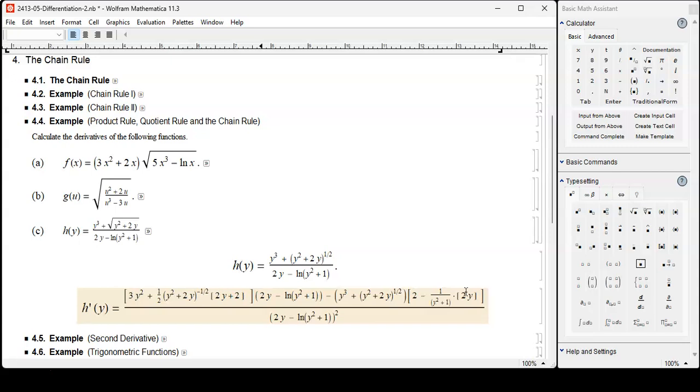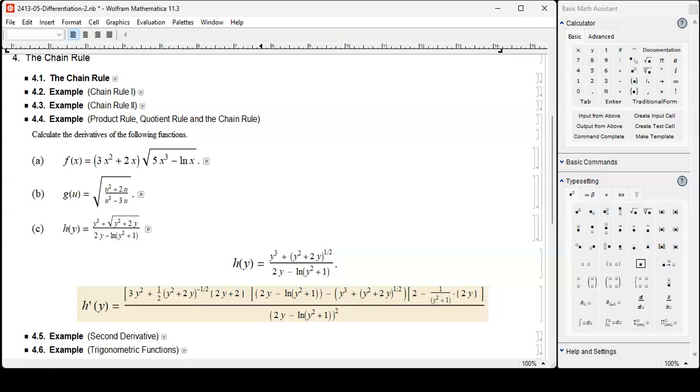A lot of students will write 2y on the numerator here. That's okay too. As a matter of fact, let's go ahead and do it. Oh, never mind. No, let's stop here. Let's keep this bracket structure so that's the derivative computation.